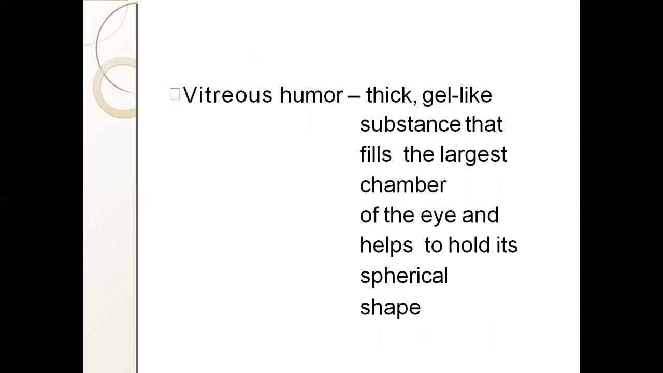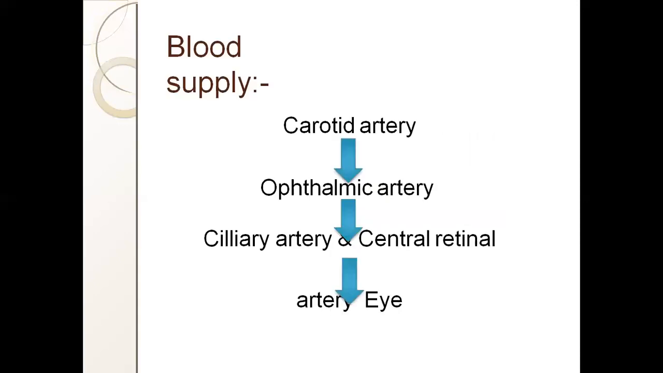The next is the vitreous humor. The vitreous humor is a thick gel-like substance that fills the largest chamber of the eye. The aqueous humor fills the small chamber of the eye, but the vitreous humor fills the largest chamber, and it helps to hold the spherical shape of the eye.